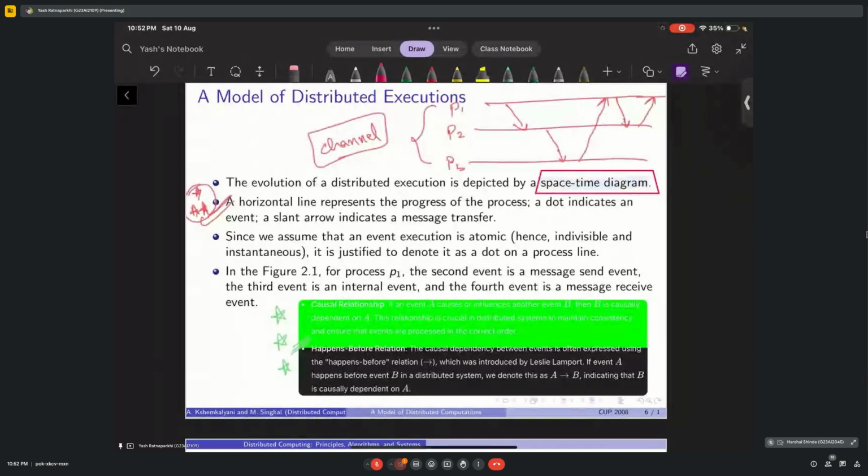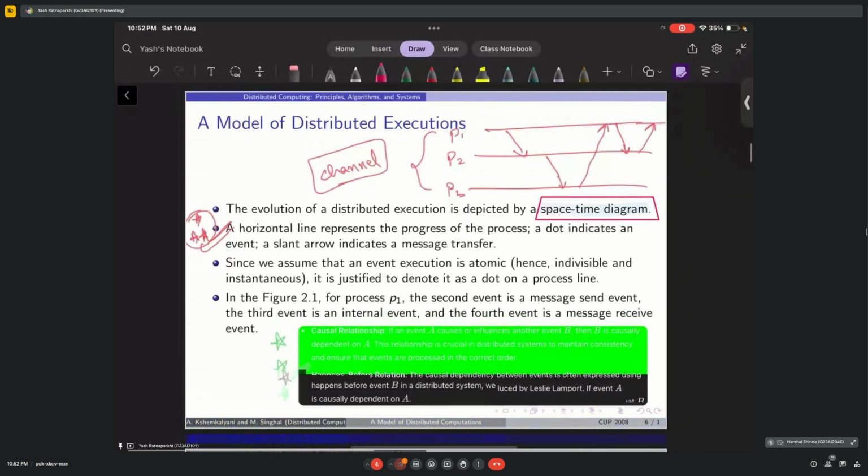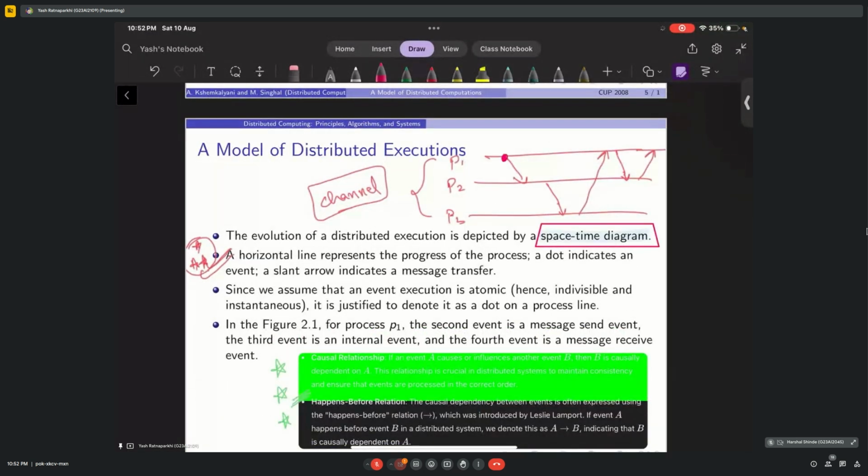Okay, so the horizontal line represents the progress of a process. Understood? The horizontal line drawn here for every process signifies the progress of the process. Why is it progress? Because it is being measured with respect to time. Something represented with respect to time is progress. Okay, and the dots indicate an event. The dots that I created, this dot, this dot, this dot, this is also a dot, this is also a dot.